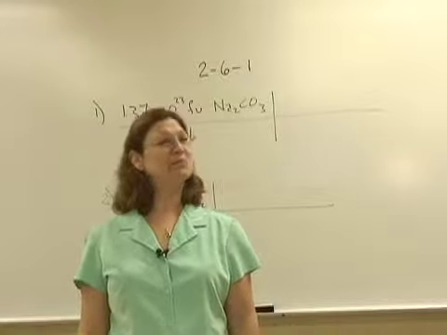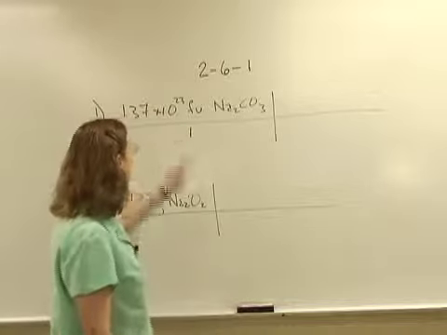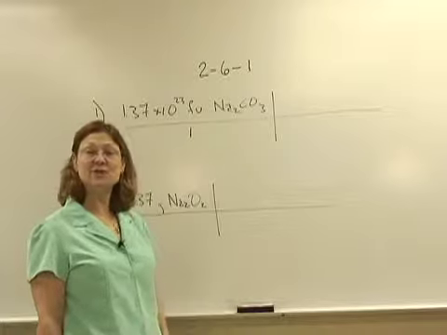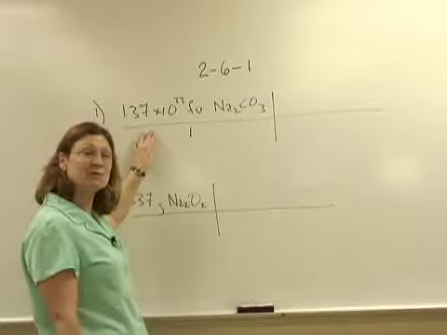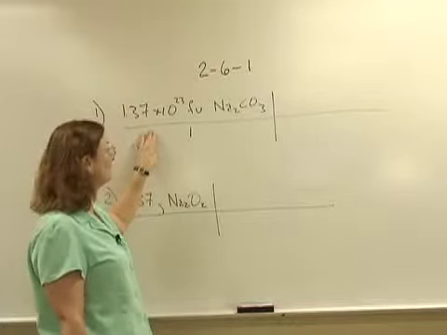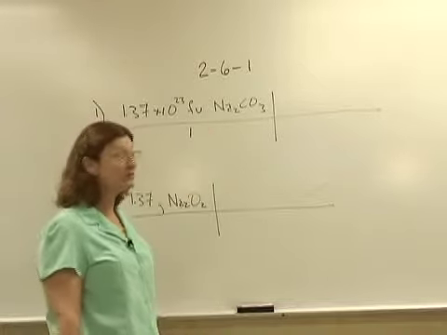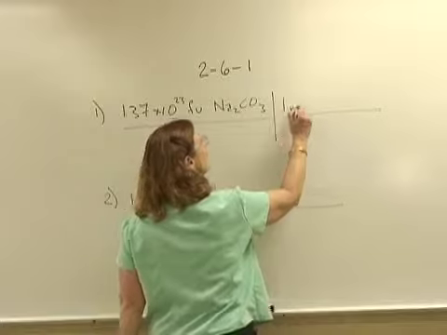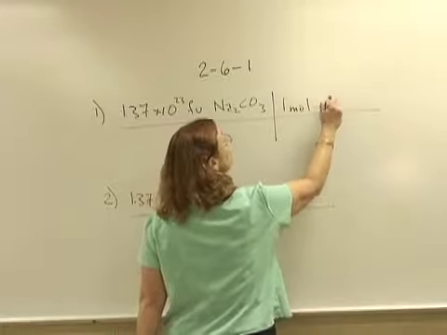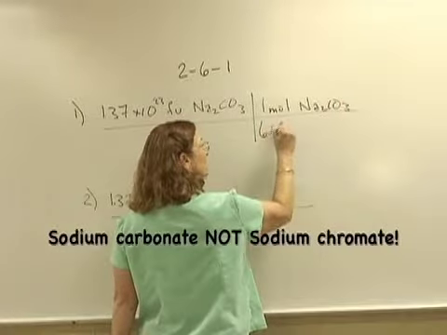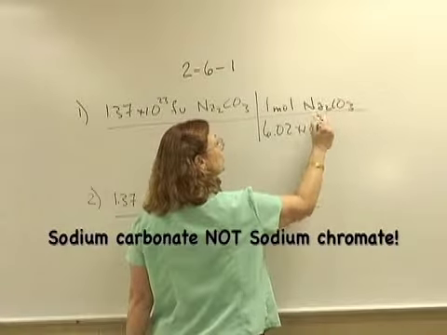The question in number 1 is asking us to change from formula units of sodium carbonate to mass in grams. I begin with my original number over 1. Then I change my formula units to moles. I always go to mole central. And 1 mole of sodium carbonate is Avogadro's number of formula units.